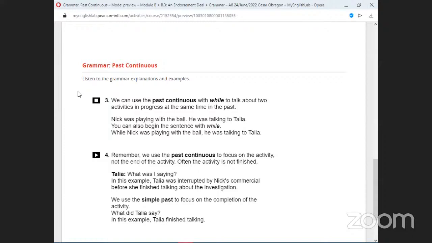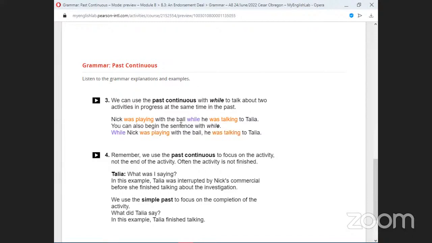We can use the past continuous with while to talk about two activities in progress at the same time in the past. Nick was playing with the ball while he was talking to Talia. You can also begin the sentence with while. While Nick was playing with the ball, he was talking to Talia.